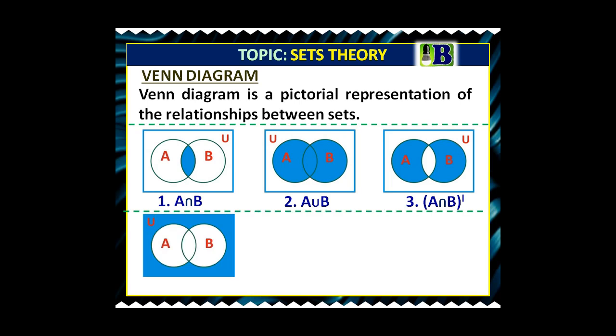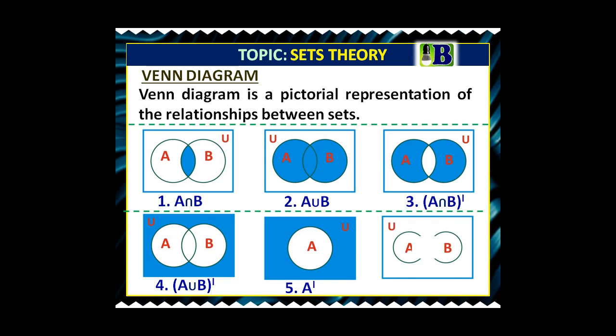Then we have the fourth one here. If you look very well also, you will discover that the shaded portion is outside A and B. So this one is called (A union B) complement, which means the element is outside A union B. Then we have this one which is called the set of A complement. If you look at it, A is not shaded, but outside A is shaded. That is to tell you that the element is not in A, but outside A, in the universal set. So it is called the complement of A.